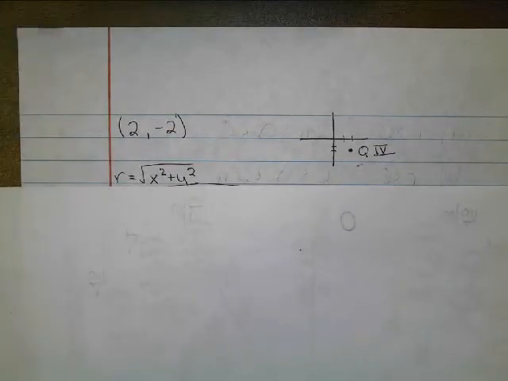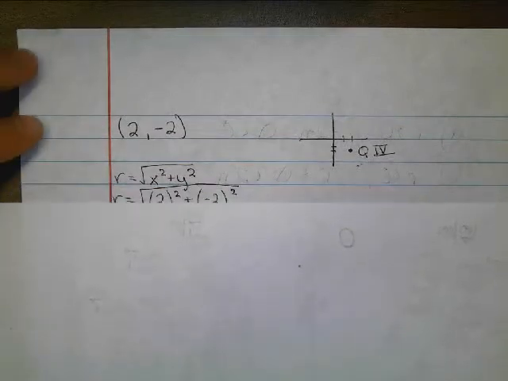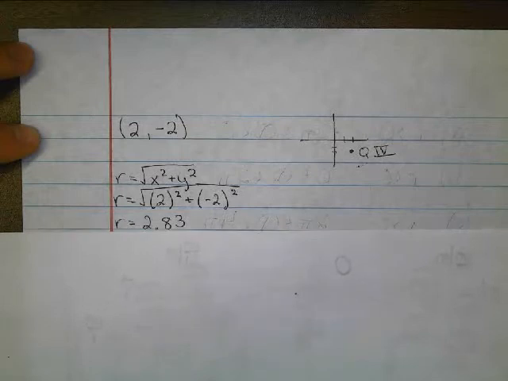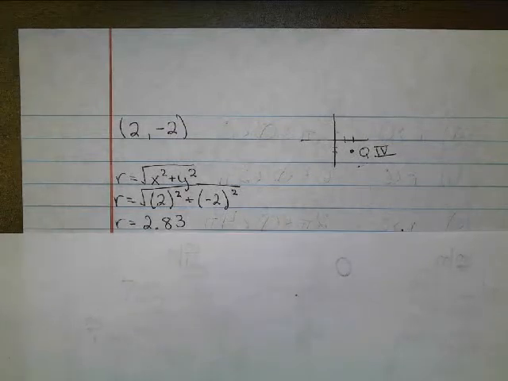To do that, I have r equals the square root of x squared plus y squared, and that just comes from the Pythagorean theorem. So what I'm going to do is plug in the x and the y, so that I get r equals the square root of 2 squared plus (-2) squared. After you plug all that into your calculator, you get 2.83 for the radius.